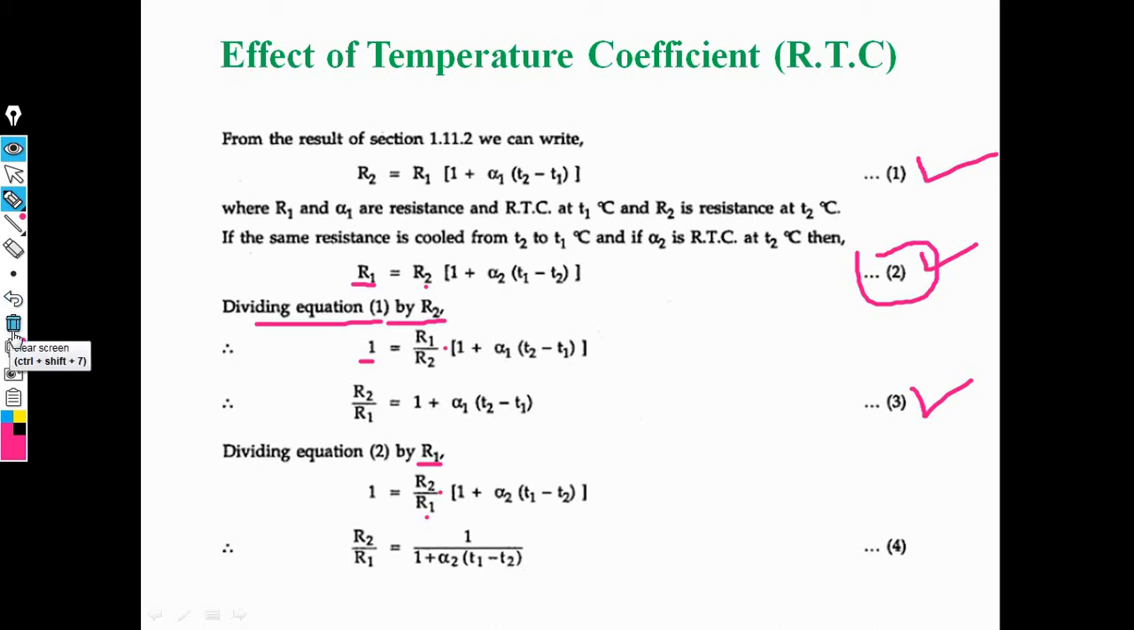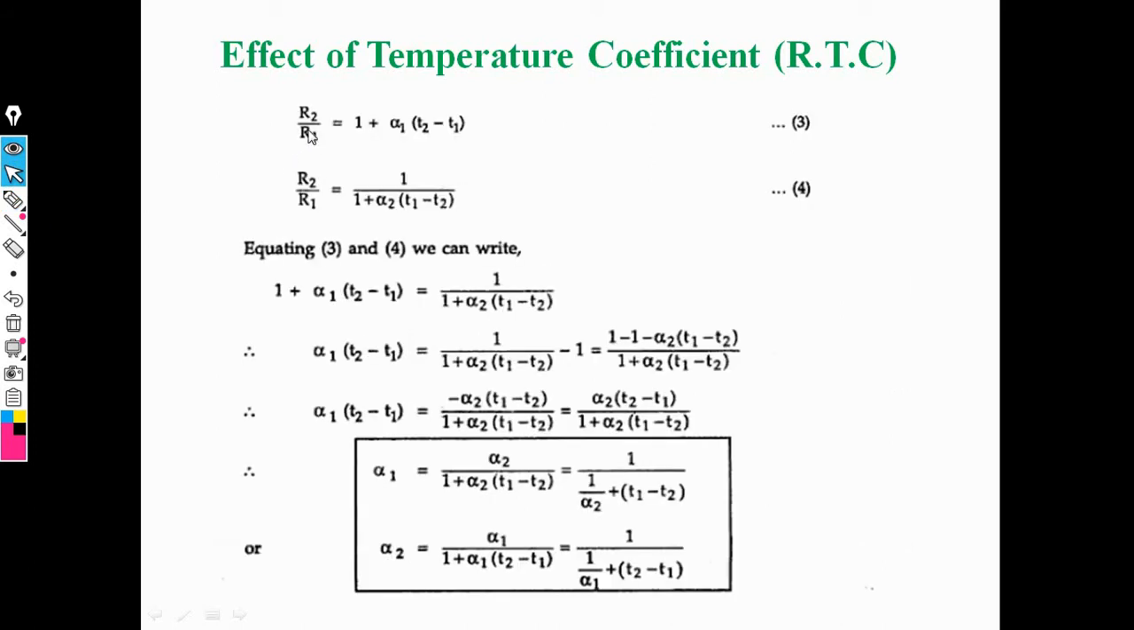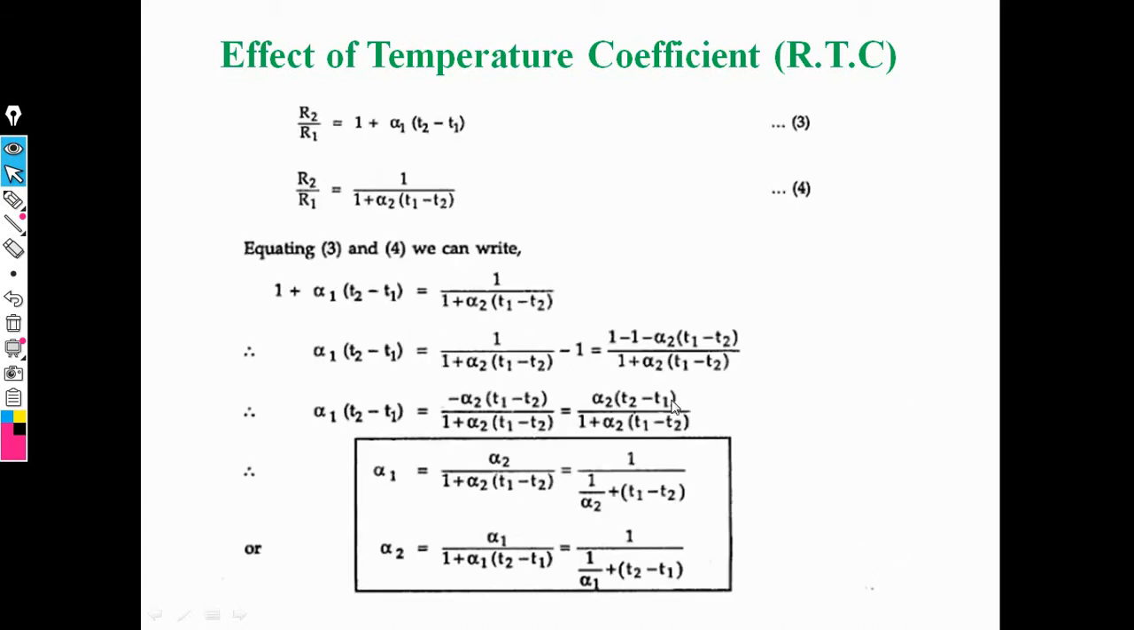These are the two equations obtained with the help of R2 and R1 by dividing. Now the next equation: R2 by R1 = 1 + alpha1(T2 - T1), this is equation number 3, and equation number 4 is R2 by R1 = 1 upon (1 + alpha2(T1 - T2)).